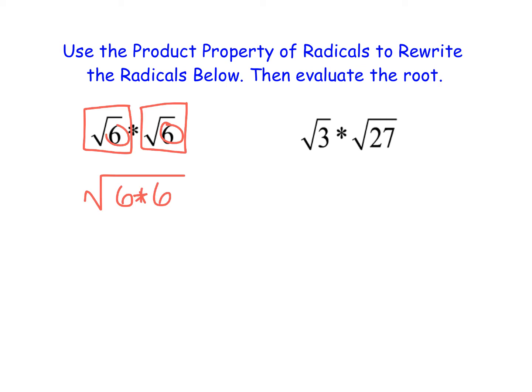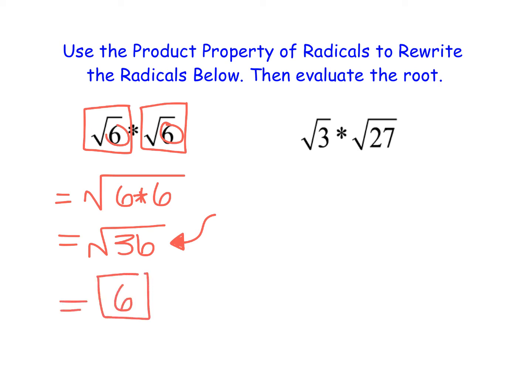So the square root of 6 times the square root of 6 really represents the square root of 6 times 6, which is really the square root of 36. And then we notice, well, hey, that's a number that I know how to square root. It square roots really nicely. So the square root of 36 is 6. As a result of understanding this product property of radicals, we're able to rewrite them, and this first one we were actually able to evaluate.